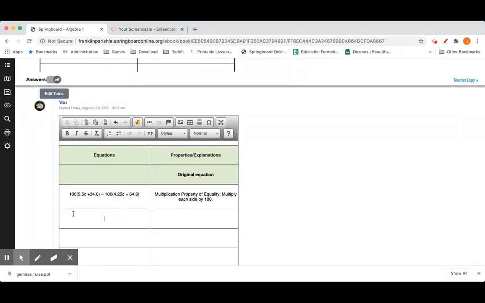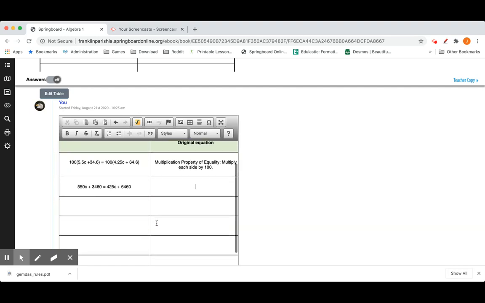So the first one would end up being 550C plus 3,460. That will equal 425C plus 6,460. We just multiplied all the numbers by 100.